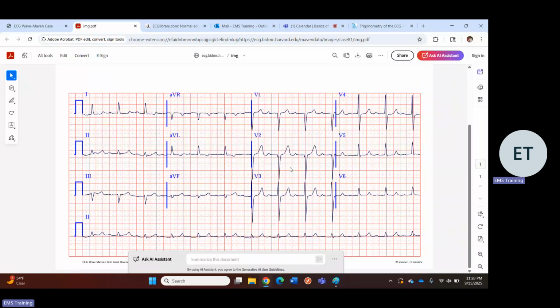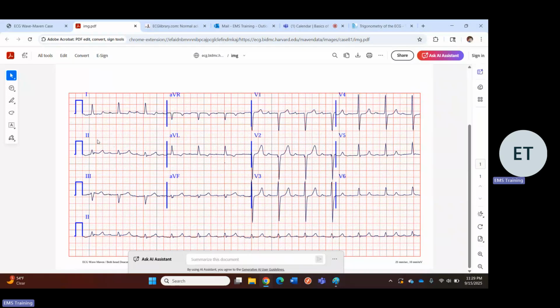Very long PR interval. I don't know what this notching indicates. Wonder if there's some pacer activity. Maybe. I don't know. Just looks like a long PR interval. Really, really long. Let's see. These waves look okay here. I don't see any gross ST depression or ST elevation. All looks pretty good. Huh, I don't know.